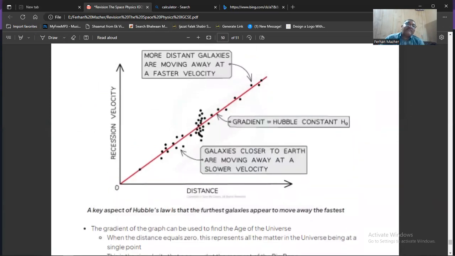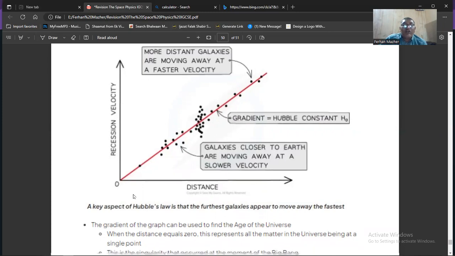So here we have recession velocity, and here is the distance. As the distance from the Earth increases, the recession velocity will increase. More distant galaxies are moving away at a faster velocity, and the gradient is equal to the Hubble constant here. Galaxies closer to the Earth are moving away at a slower velocity.